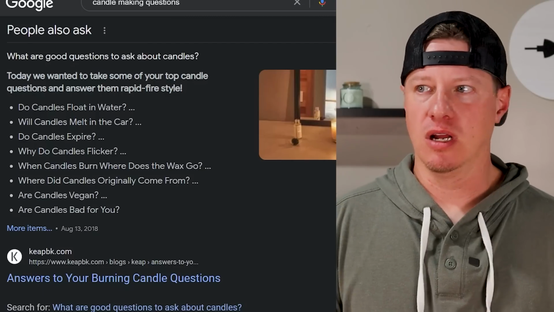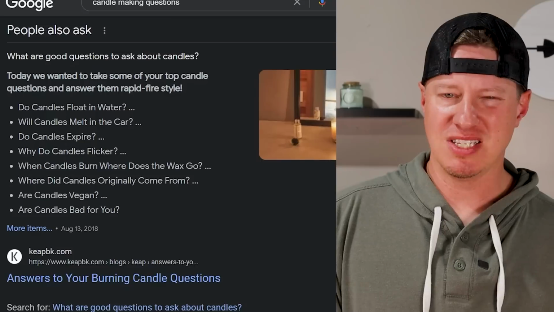Are candles vegan? Mostly not, no. There are vegan waxes, and if they're used properly with the right type of other oils, and as long as everything else that is involved in the candle also is vegan, then yes, you can make a vegan candle, but it's not super common.